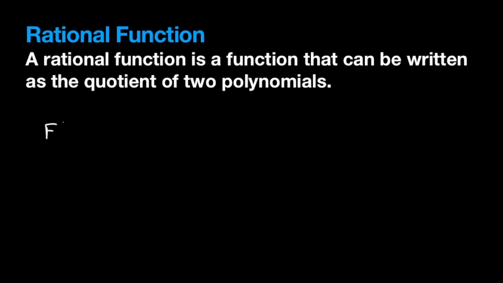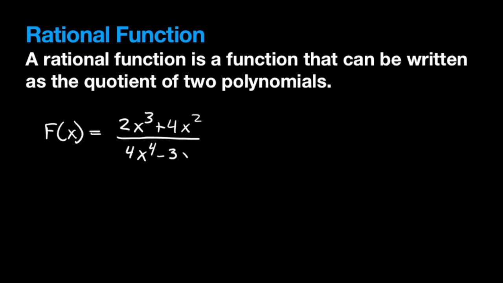So we have f of x is equal to 2x to the third plus 4x to the second, and that's divided by 4x to the fourth minus 3x. We can see that these two expressions can be simplified. They both have an x, so let me factor out an x.